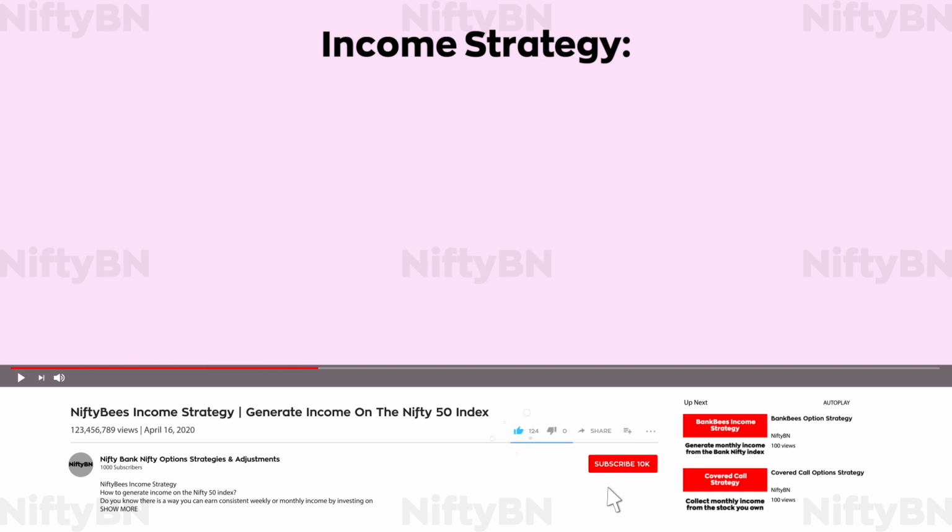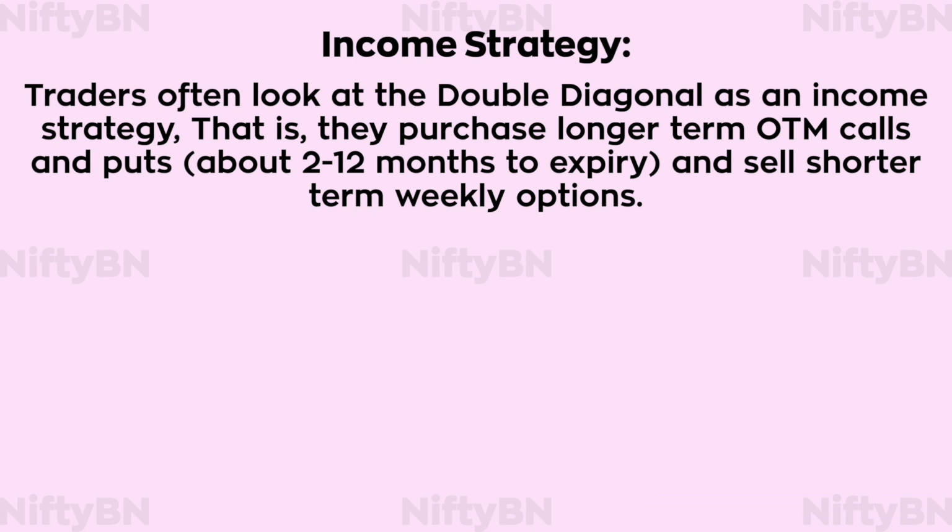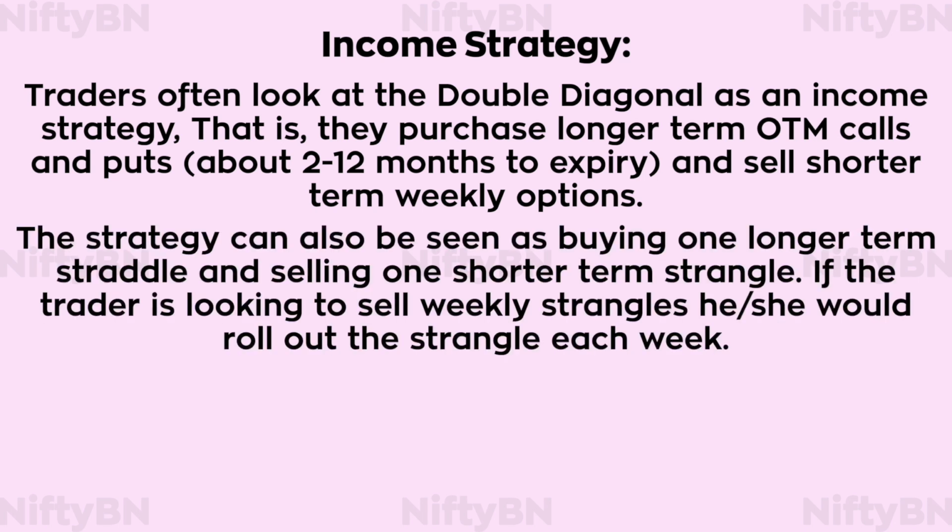So how do we use double diagonal spread as an income strategy? Traders often look at the double diagonal as an income strategy. That is, they purchase longer term out of the money calls and puts about 2 to 12 months to expiry and sell shorter term weekly options. The strategy can also be seen as buying one longer term straddle and selling one shorter term strangle.